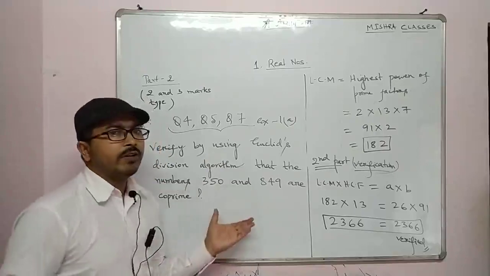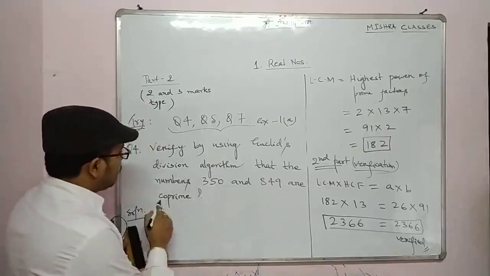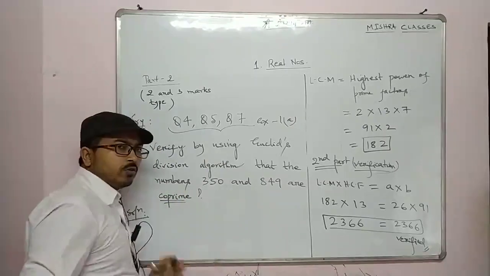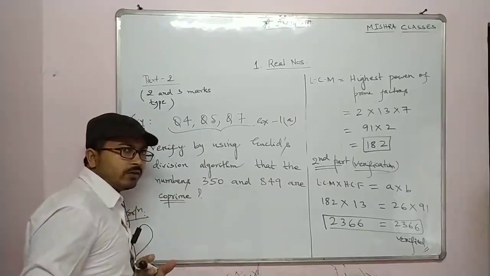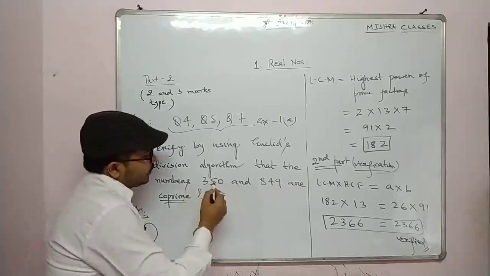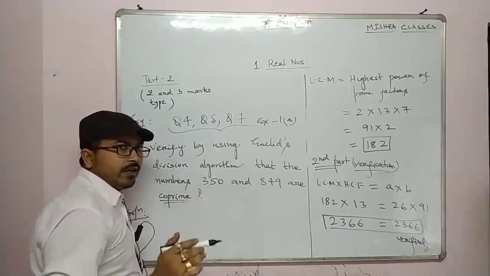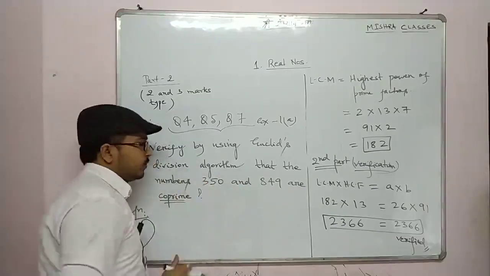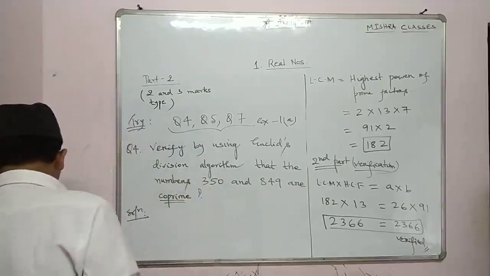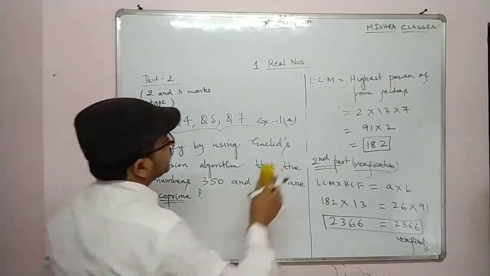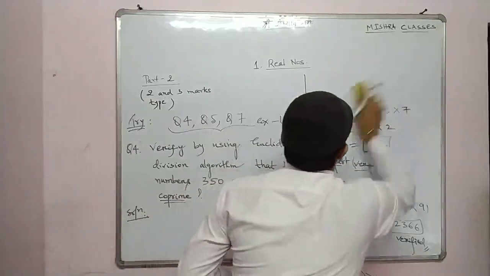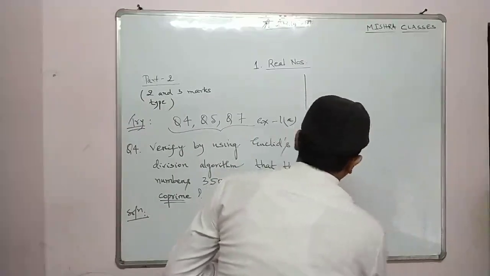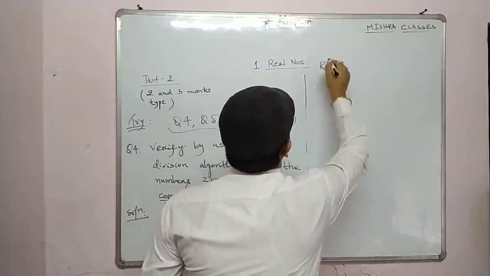Now if you remember, I have already discussed what co-prime numbers are. Remember, co-prime numbers are those numbers whose HCF is 1. Yes or no? So we will find the HCF of 350 and 849, and we will see that if the HCF is 1, then they are co-prime. I will do one question for you. Let me do the rough part here.